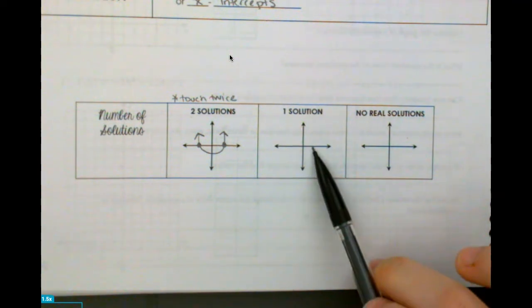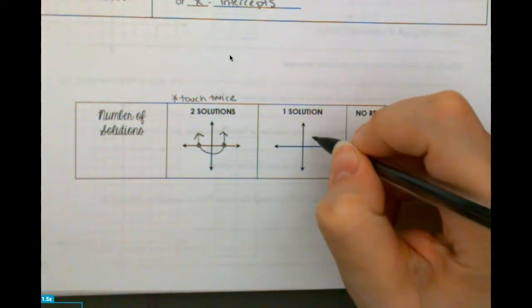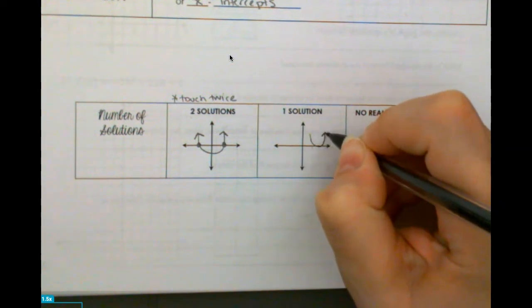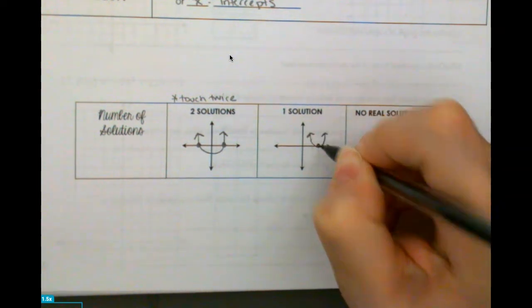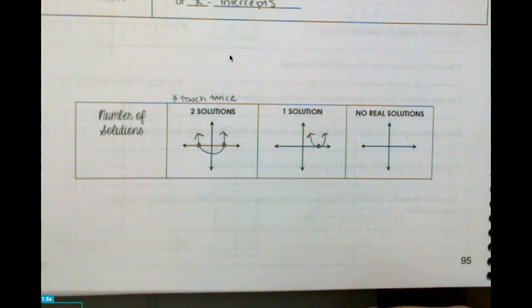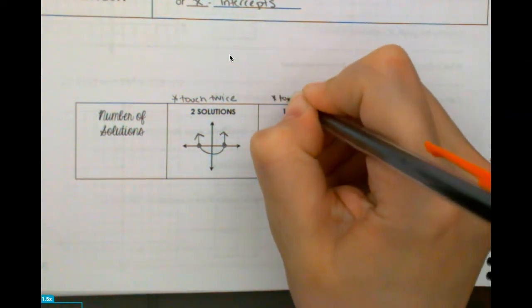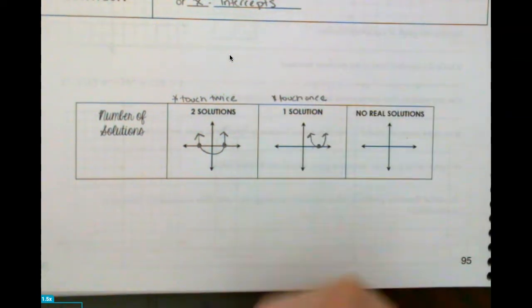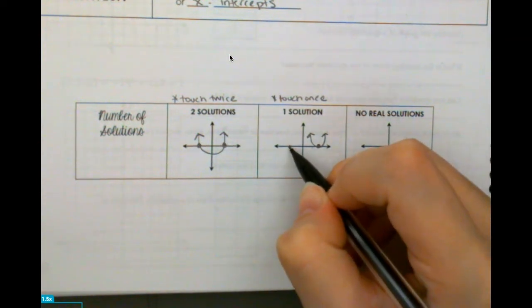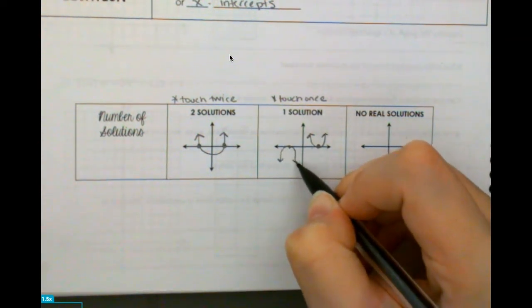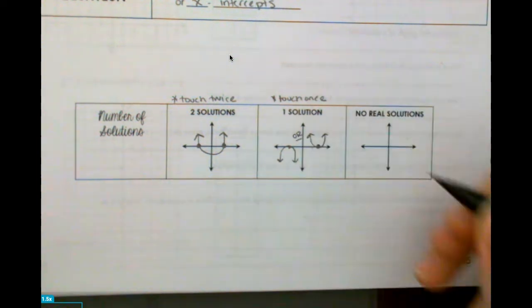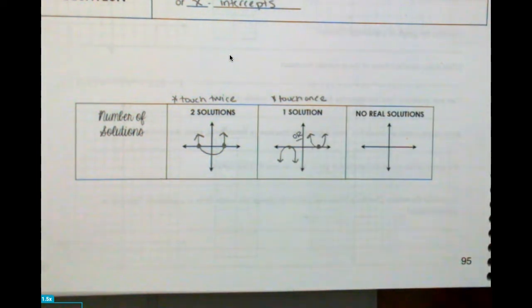If you've only got 1 solution, that means your parabola looks like this, where the vertex only touches the x-axis. So it only touches once. And that could also maybe look like this too. Something like that, where the vertex is physically on the x-axis. That's a 1-solution or 1-root quadratic function.